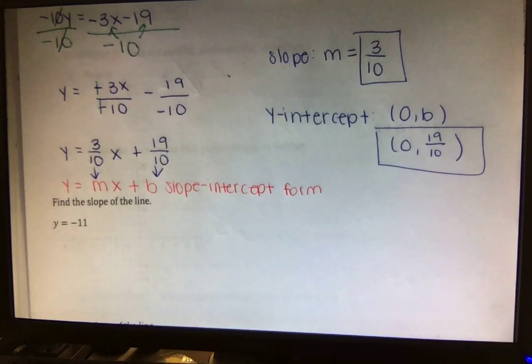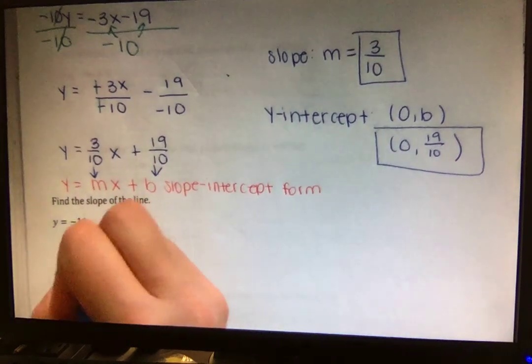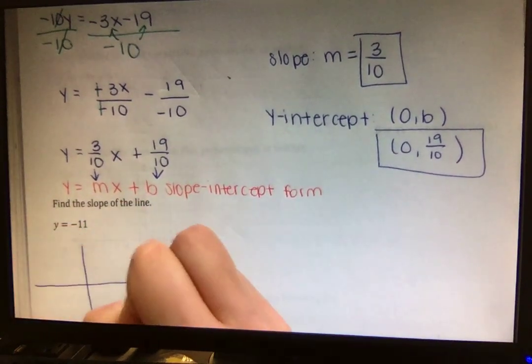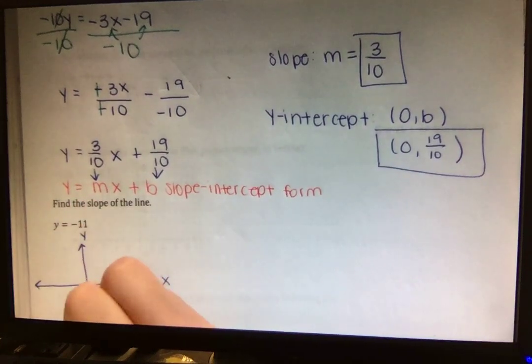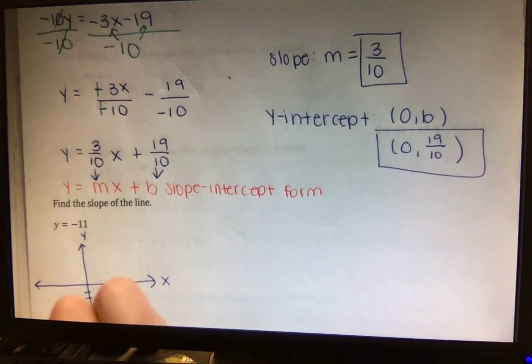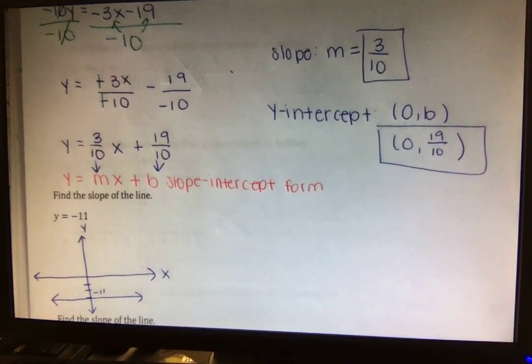We have to find the slope of y equals negative 11. What is the line of y equals negative 11? What does the graph of that look like? Horizontal, good. So it's horizontal through negative 11. Let's pretend this is negative 11. So it's a horizontal line.